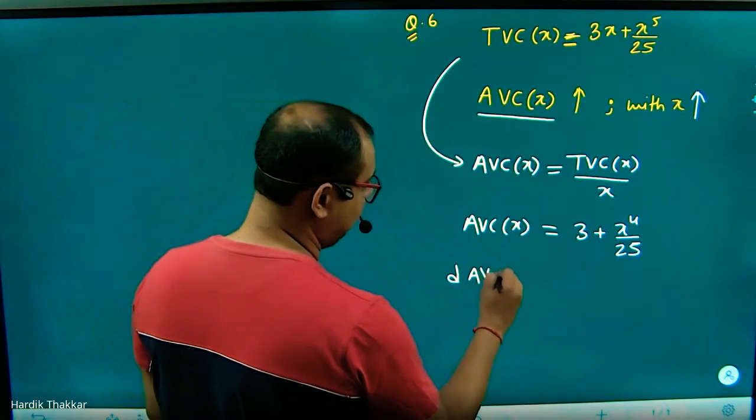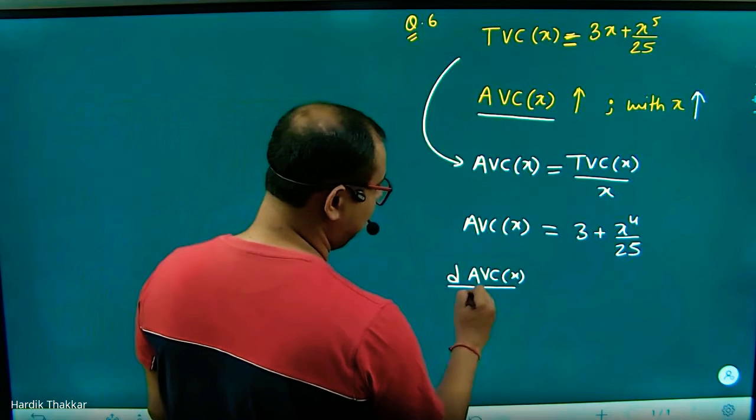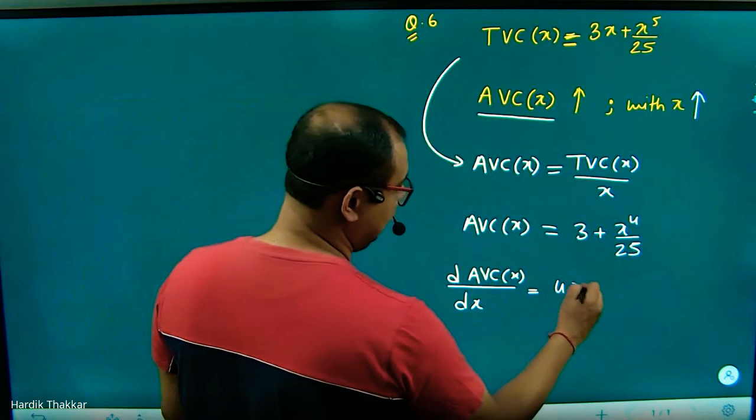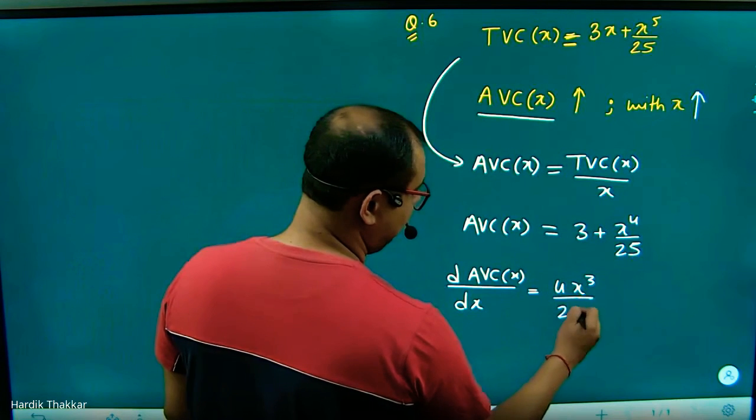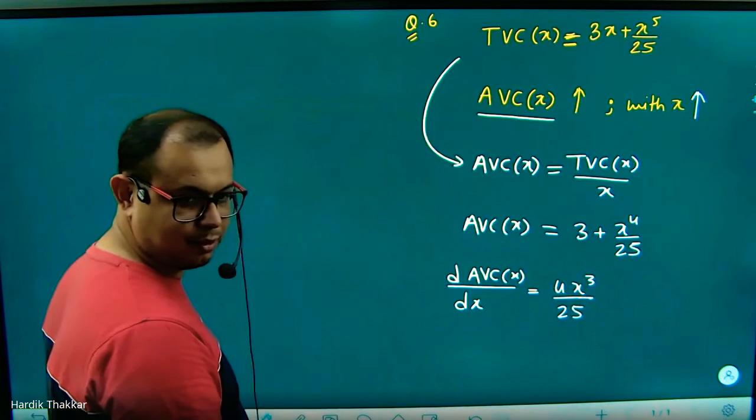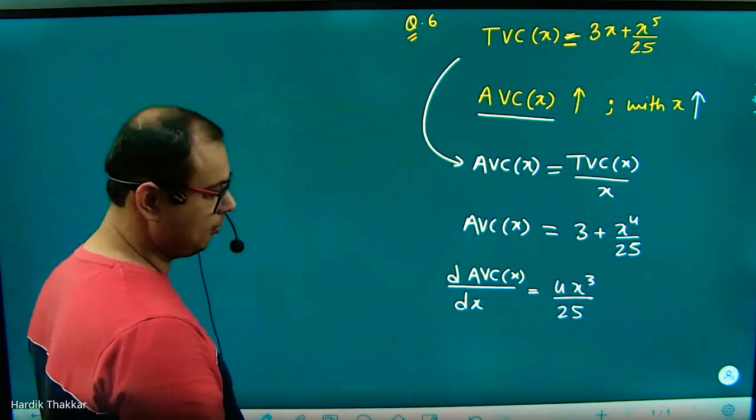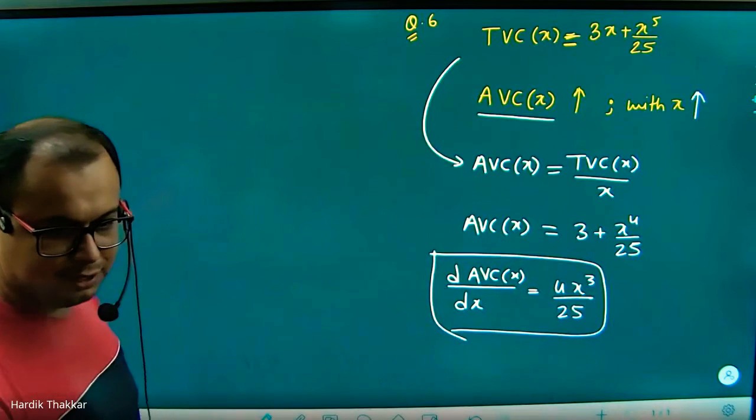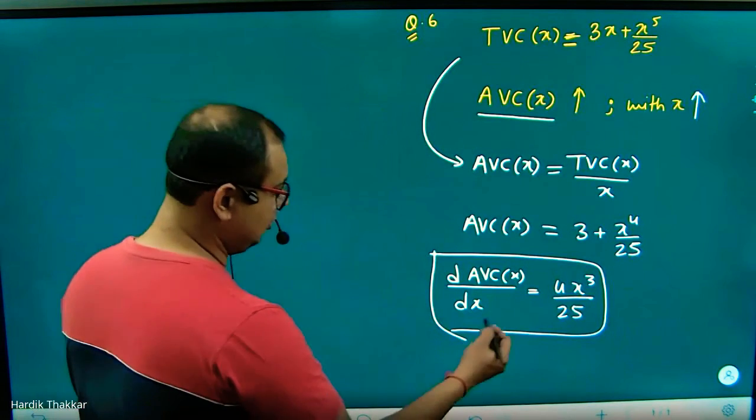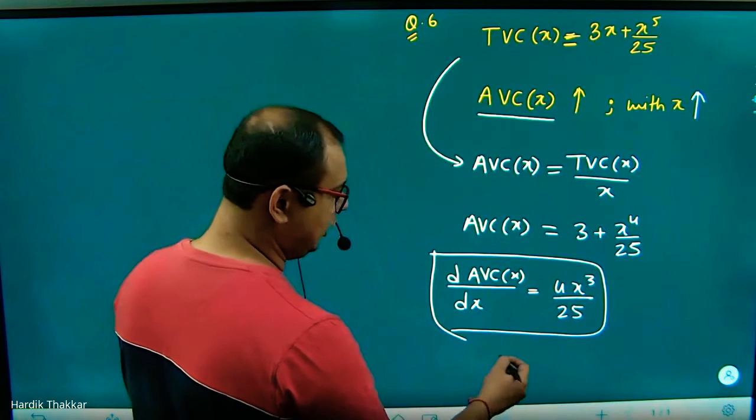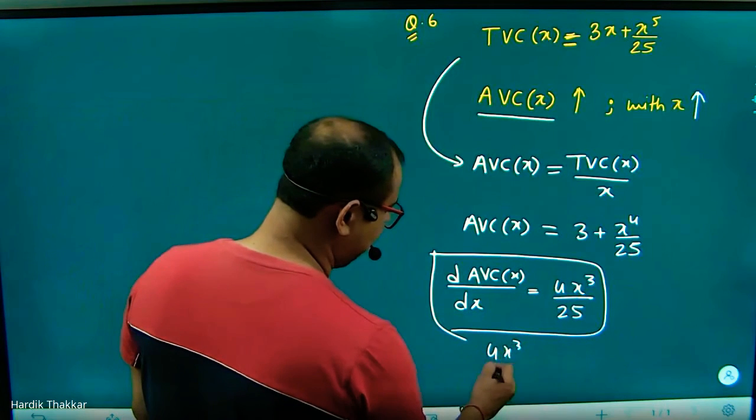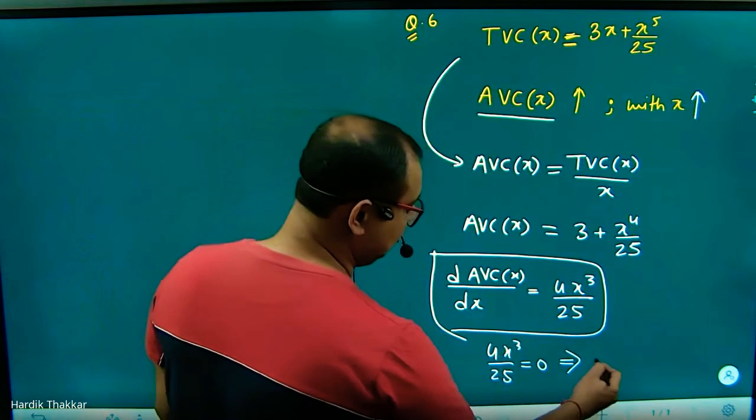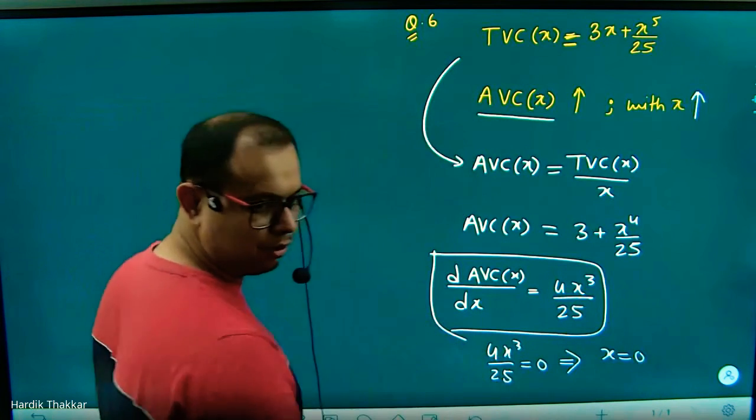So d of AVC of X divided by d of X. Its derivative will be 4x cube upon 25. Correct? Clear till here? Okay. Now, how do we check whether a function is increasing or decreasing? We equate the first derivative to 0. So 4x cube upon 25 is equal to 0, and you will get the critical point. Here the critical point will be 0 only.